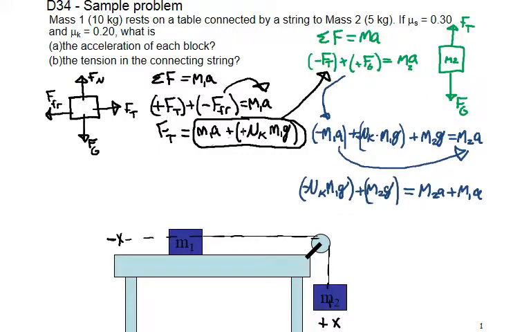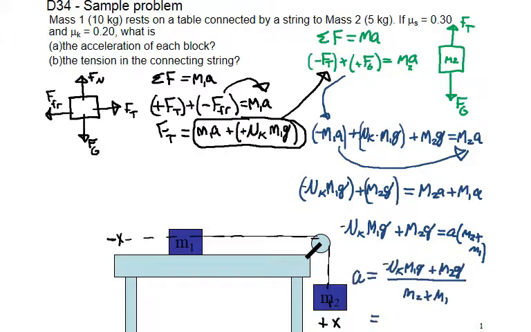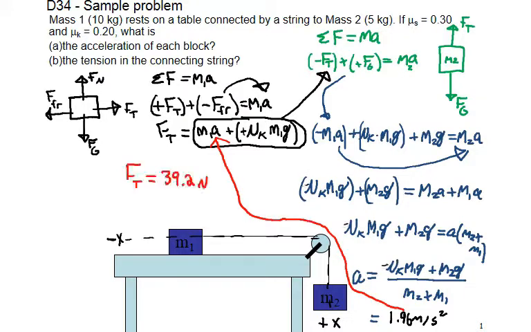We've got our values there, so we can continue. We have acceleration is negative coefficient of kinetic friction times m1g plus m2g over m2 plus m1. And for these values, we should get 1.96 meters per second squared. And if we solve for our tension, 39.2 newtons is the force of tension.